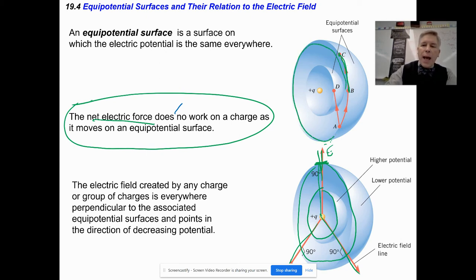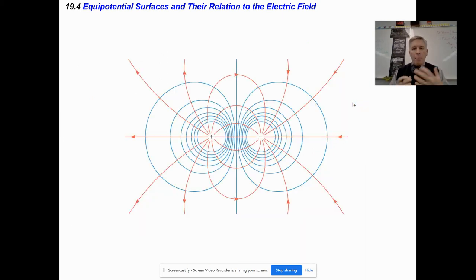And this comes back to, if you remember, we talked about that all the charge wants to spread on the outside of it. When you're talking about charges, they tend to spread out on this. And so to move along that surface where there's the same quantity of charge, you don't have any work being done.